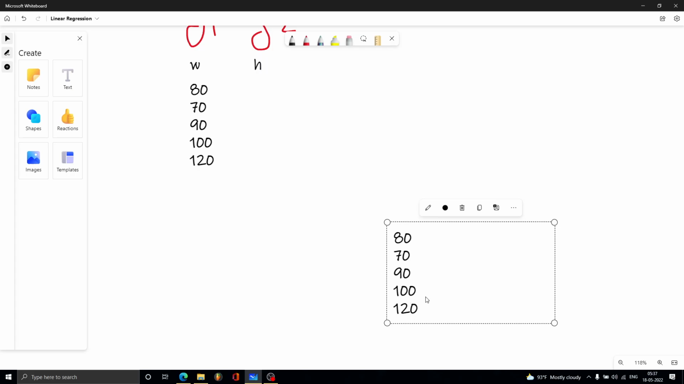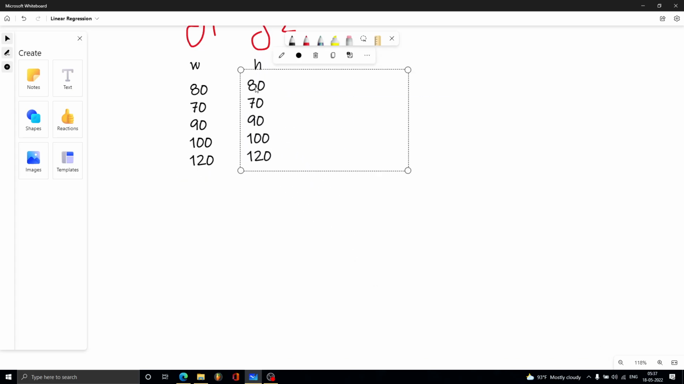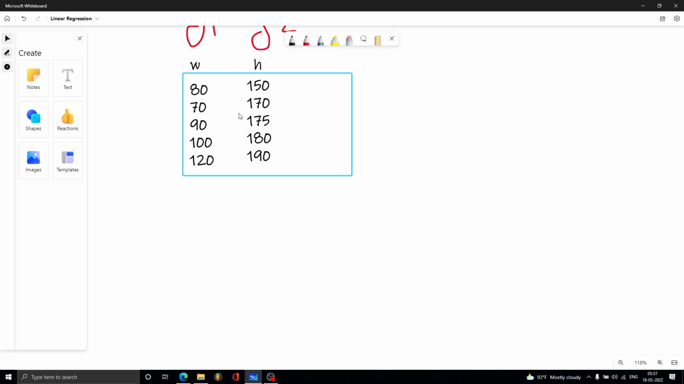Let's assume we have values here in this manner. Okay, we have 150, then we have 170, and we have 175. Then we have 180, and this is in centimeters. Then we have 190. So basically this is what our values are.